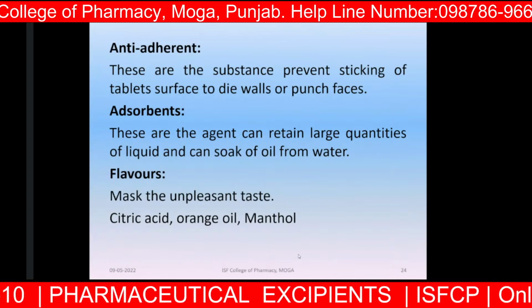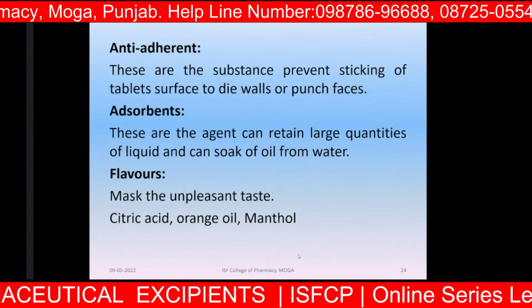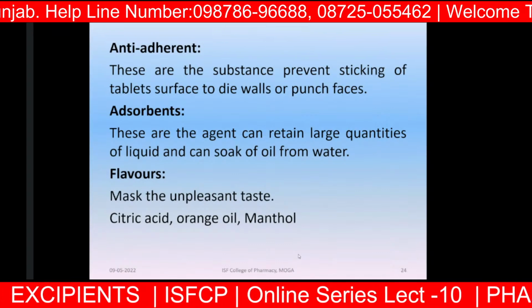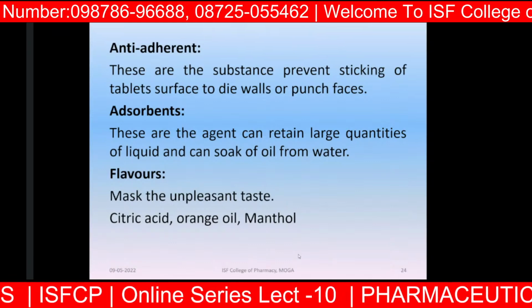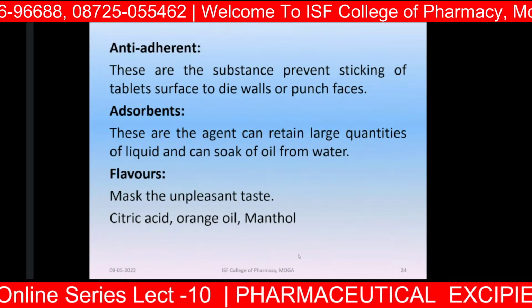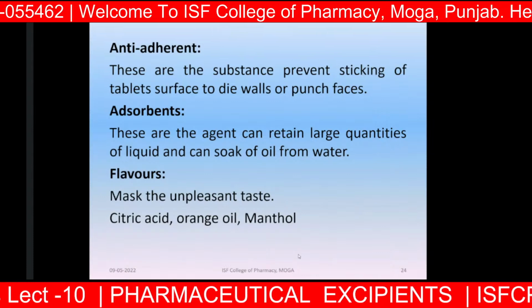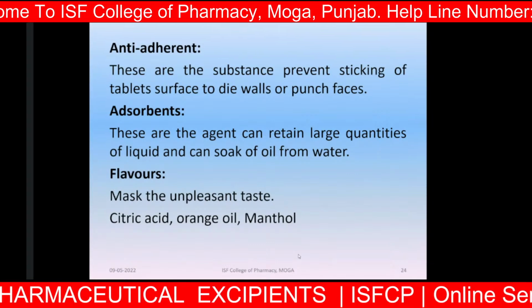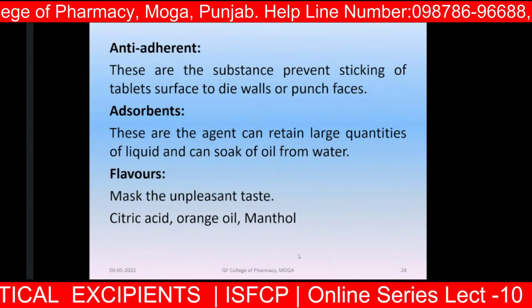If we consider colorants, other excipients like colorants, sweeteners, buffers or preservatives are also used. You can also write the examples of sweeteners: natural sweeteners such as menthol, lactose, sucrose and dextrose. Among artificial sweeteners, we use saccharin and aspartame. For preservatives, examples are parabens like methyl paraben, propyl paraben, butyl paraben, or butylated parahydroxybenzoate. Some examples of antioxidants are ascorbic acid and its derivatives, citric acid, tartaric acid, and sodium bisulfite.